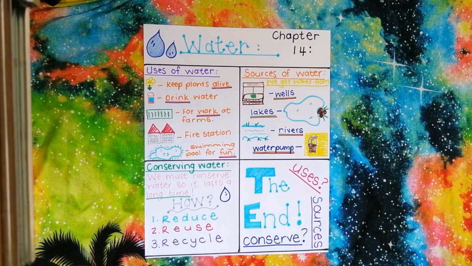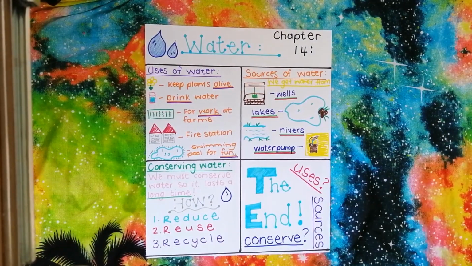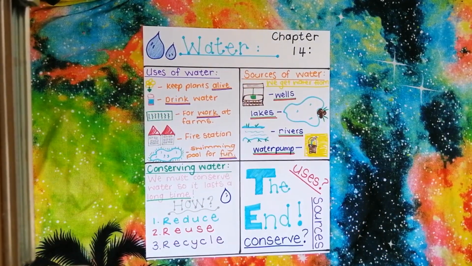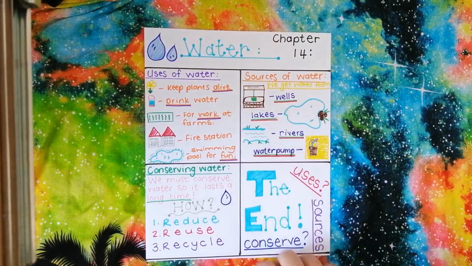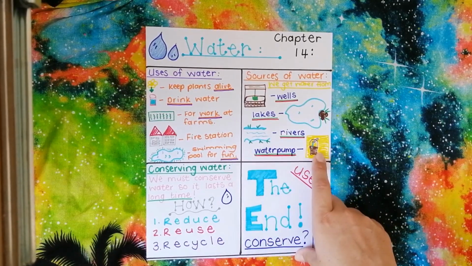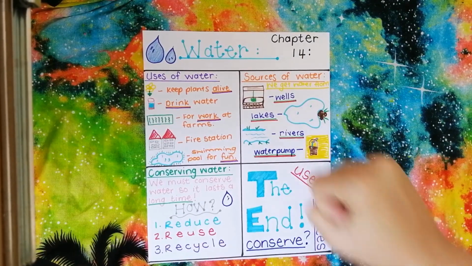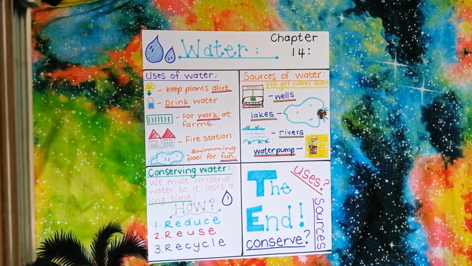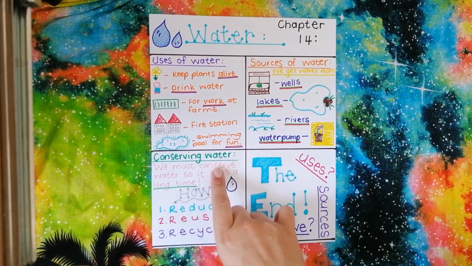Okay, next one, sources of water. So where do we get water from? So we get water from our taps. That's where we get water from. But some people get water from wells, lakes, rivers, and water pump. Okay, where you pump, and as you pump, the water trickles out over there, comes out slowly. That's what trickles mean.